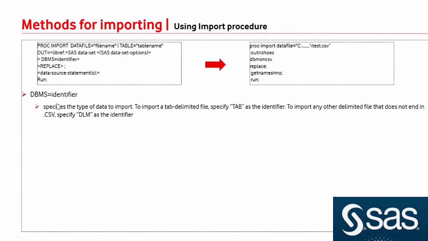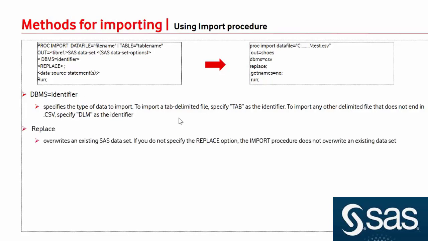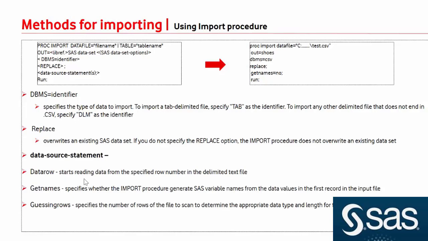dbms, it specifies the type of data to import. To import a tab delimited file, specify tab as the identifier. To import any other delimited file that does not end in .csv, specify DLM as the identifier. Replace will overwrite if there is already shoes dataset. If it is not mentioned, it won't replace it. Data row mentions where to start reading data from the specified row number in the delimited text file.